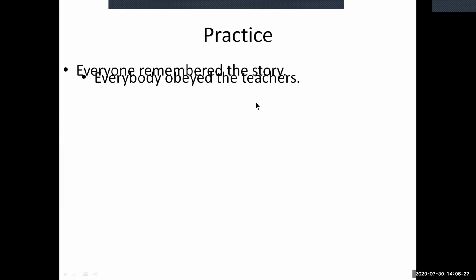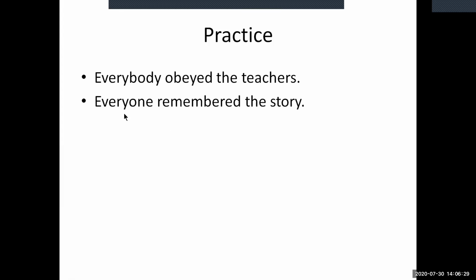Let us see some practice sentences on this rule. Everybody obey the teachers. So everybody is to be replaced by the word nobody, and the negative meaning of the remaining part of the sentence will make the sentence negative. Everyone remember the story. So everyone should be replaced by the word none, and the negative meaning of the remaining part will make the sentence negative.